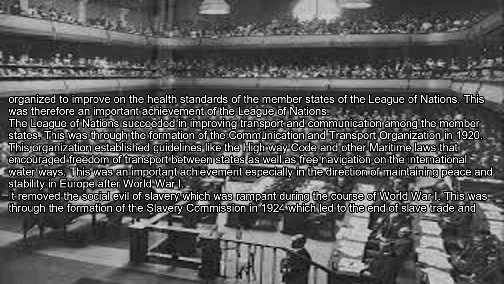It removed the social evil of slavery, which was rampant during the course of World War I. This was through the formation of the Slavery Commission in 1924, which led to the end of slave trade and slavery in Europe. In addition, the League of Nations attempted to check or control human and drug trafficking in the world. It arrested the human and drug traffickers, destroyed drugs, and even confiscated the human and drug trafficking ships. Through these measures, the problem of human and drug trafficking was lessened in the world after World War I.